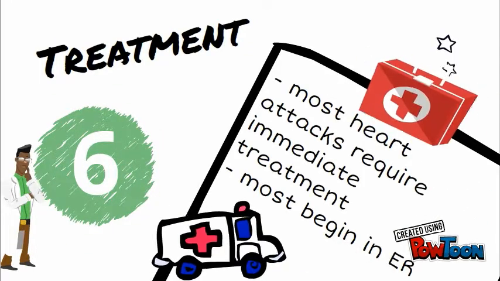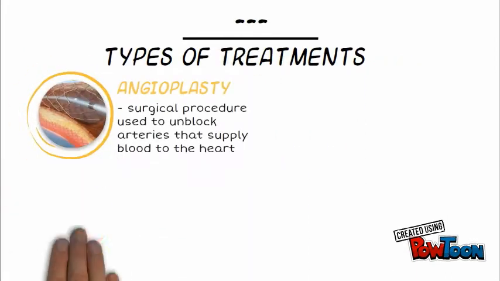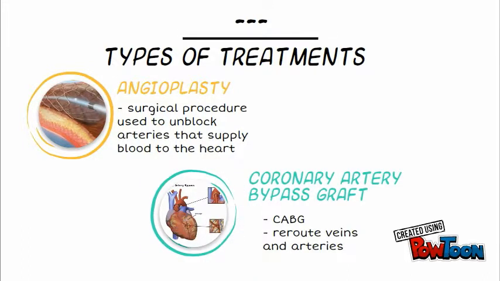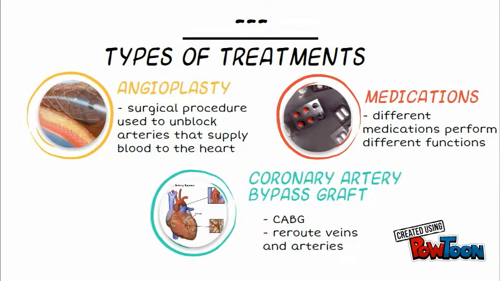Treatment. Most heart attacks require immediate treatment, in which most begin in the emergency room. There are different methods to treat heart attacks. Angioplasty is a surgical procedure used to unblock arteries that supply blood to the heart. Coronary artery bypass graft, otherwise known as CABG, reroutes veins and arteries. Then we have medications, where different medications perform different functions.